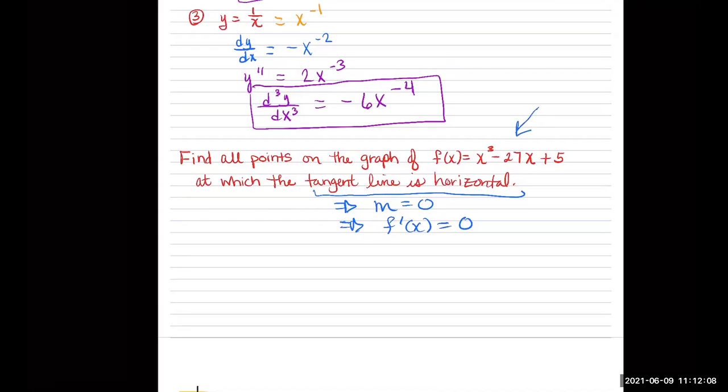So notice we can use our power rule. If I take the derivative of x to the third, I would get 3x squared minus the derivative of 27x. So that would just be minus 27. The derivative of 5 is 0. So notice that I took the derivative and set it equal to 0. That's how we will figure out where we have a horizontal tangent line.